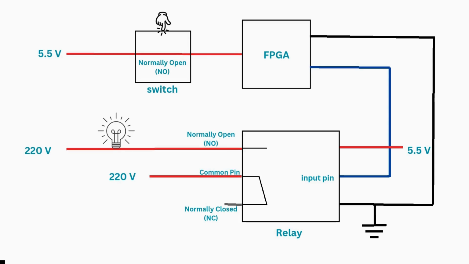When the push button is pressed, the FPGA detects the input and sends a high signal to the relay's input pin. This triggers the relay to switch its output from the normally closed pin to the normally open pin. As a result, the common pin connects to the normally open terminal, completing the circuit and allowing current to flow through the LED, which causes it to light up.